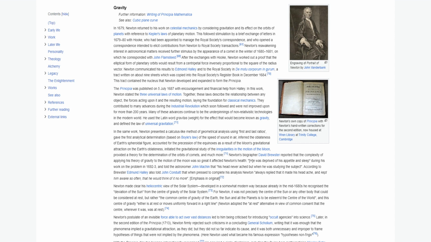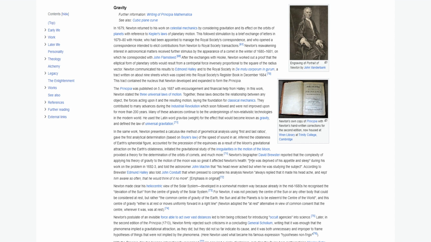In this work, Newton stated the 3 universal laws of motion. Together, these laws describe the relationship between any object, the forces acting upon it, and the resulting motion, laying the foundation for classical mechanics. They contributed to many advances during the Industrial Revolution which soon followed, and were not improved upon for more than 200 years. Many of these advances continue to be the underpinnings of non-relativistic technologies in the modern world.